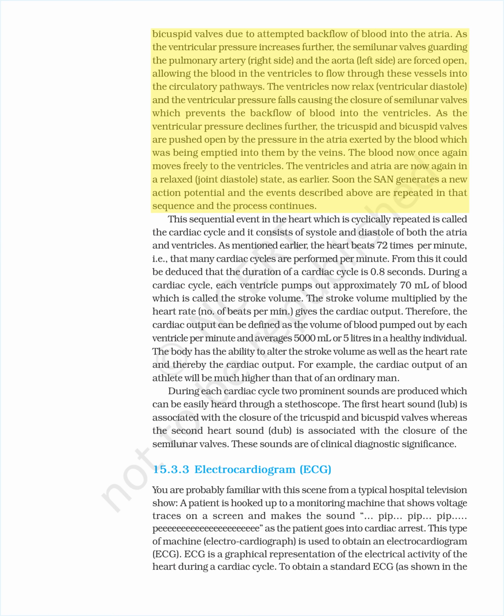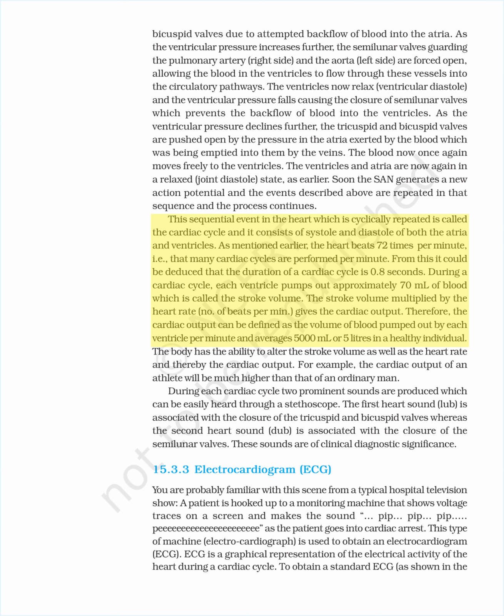The blood now once again moves freely to the ventricles. The ventricles and atria are now again in a relaxed, joint diastole state, as earlier. Soon the SAN generates a new action potential and the events described above are repeated in that sequence and the process continues. This sequential event in the heart, which is cyclically repeated, is called the cardiac cycle, and it consists of systole and diastole of both the atria and ventricles.